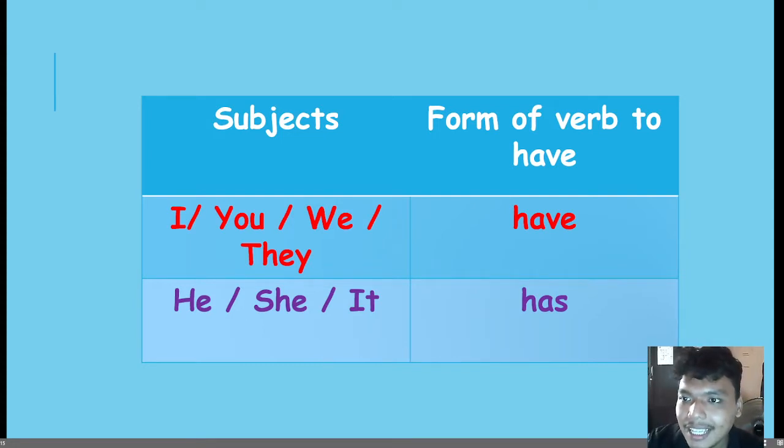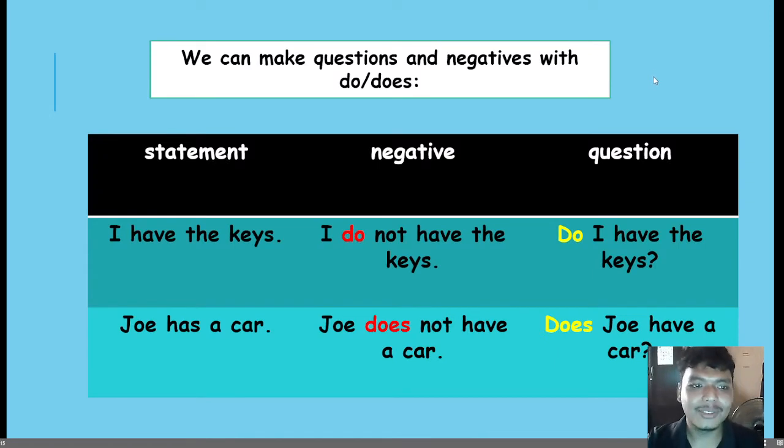Okay. And next, look at this together, everybody. And then we can make questions and negatives with do and does. We can use do and does to make a question and negative. Okay. Look at this together, everybody. We have statement, and we have negative, and we have question. Okay, in the statement, we look at the statement first.